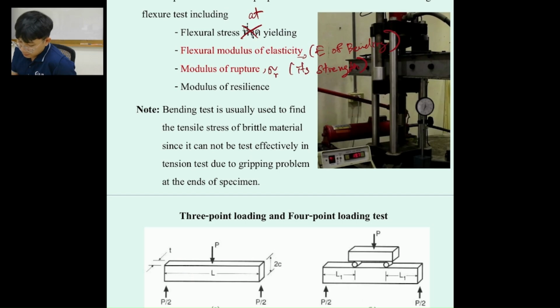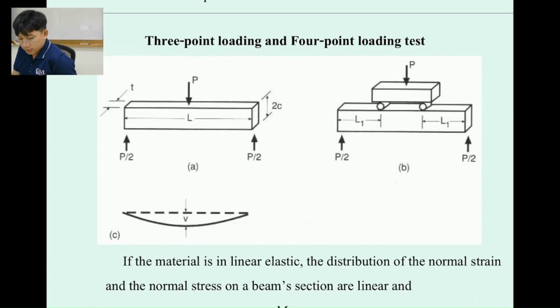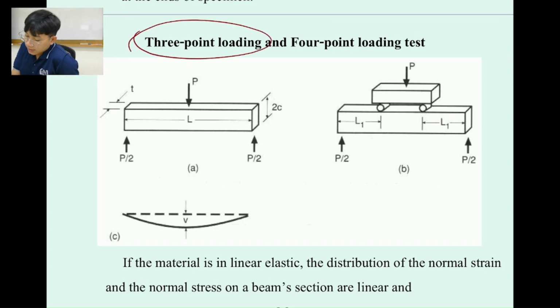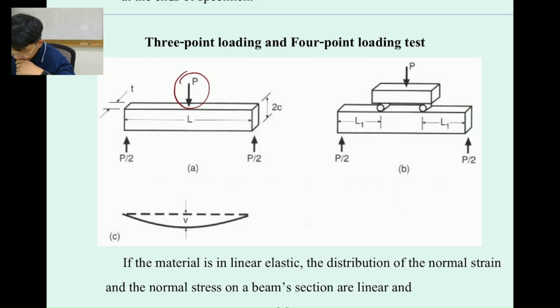We can just find the bending stress by using two methods. For example, number one, we call it 3-point loading. The second one, we call it 4-point loading. Just 3-point loading, which means there will be 2 reactions and 1 applied force. And for 4-point loading, it's going to be 2 reactions and 2 applied forces over here. So the difference is just only the behavior of the material.